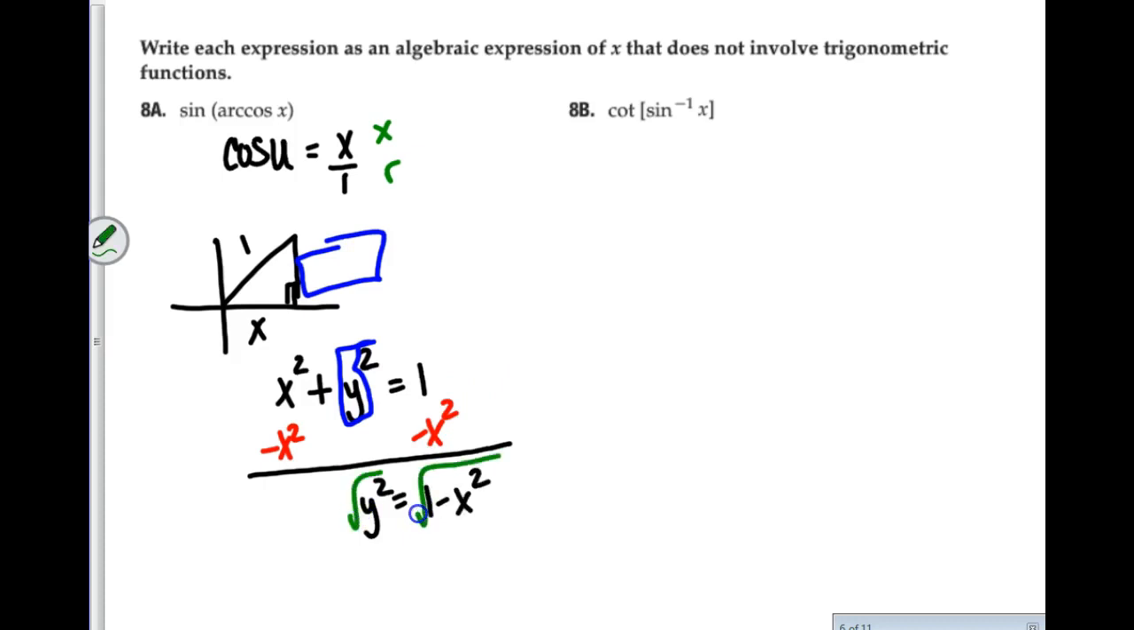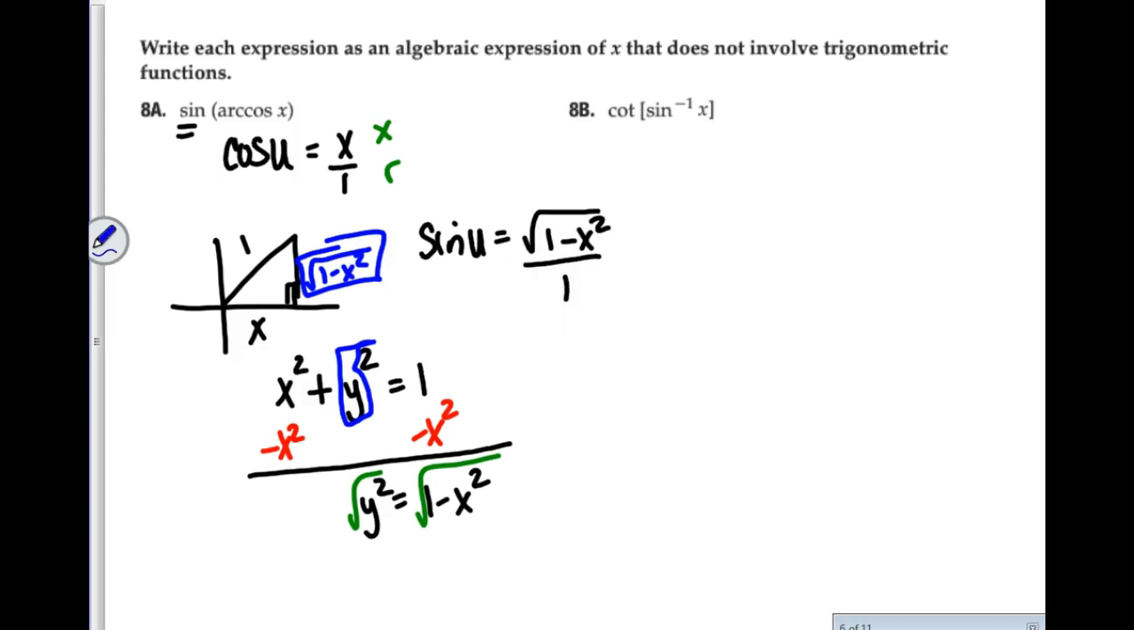So now when you square root both sides, you just found out that this vertical leg is the square root of 1 minus x squared. Well, that's great news, except we haven't actually answered the question yet. The question says, what is the sine of this mysterious angle u? So the sine of u would be vertical leg over hypotenuse. So square root of 1 minus x squared over 1.